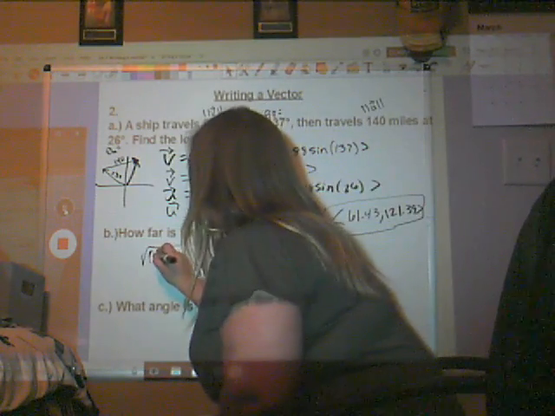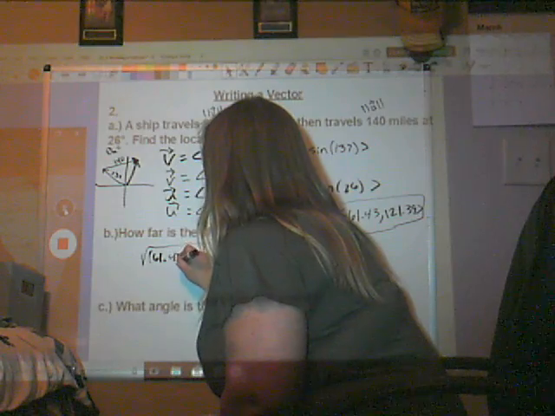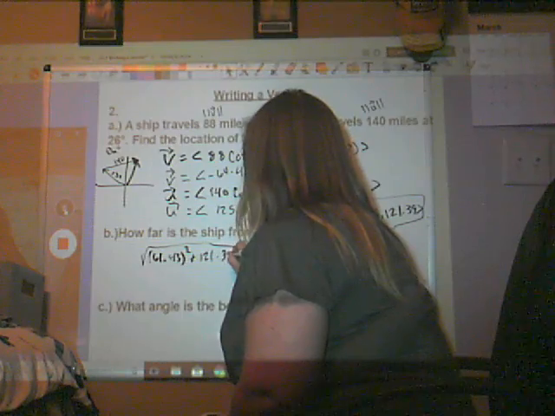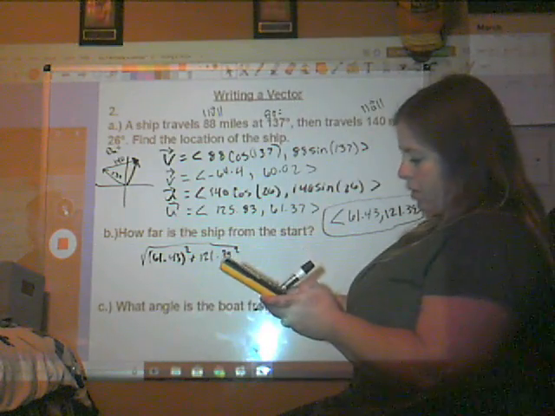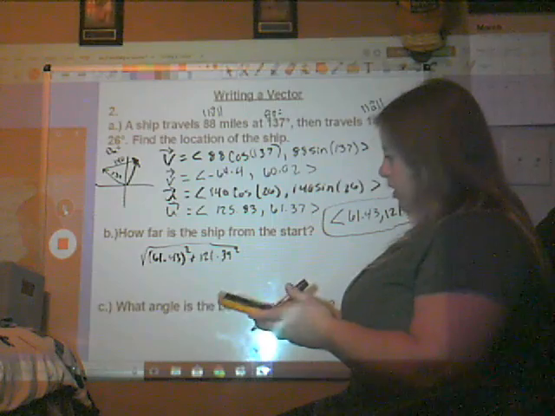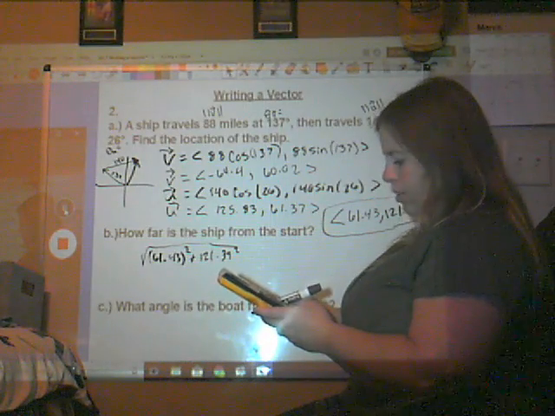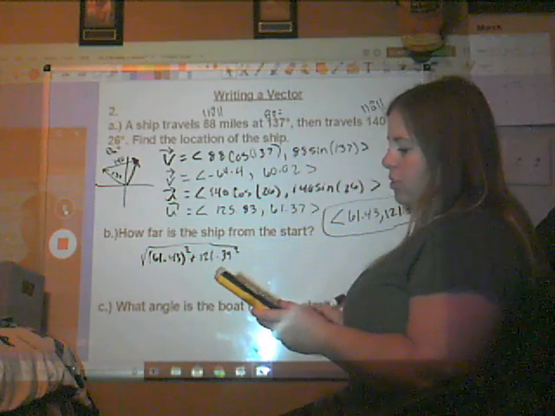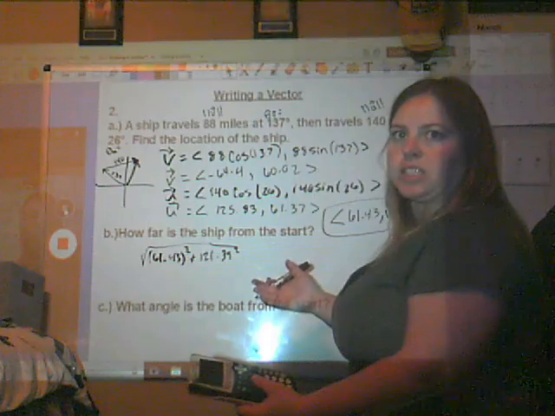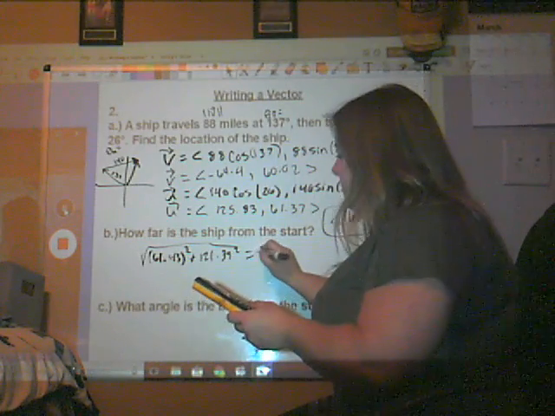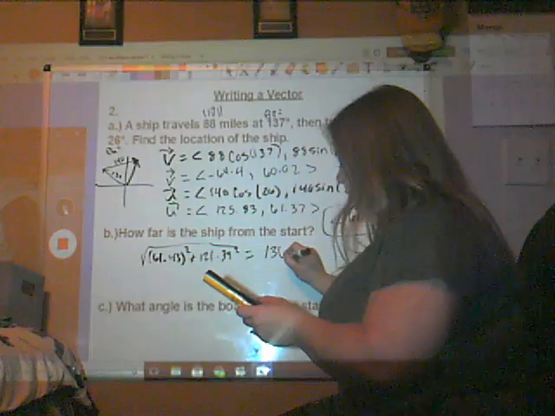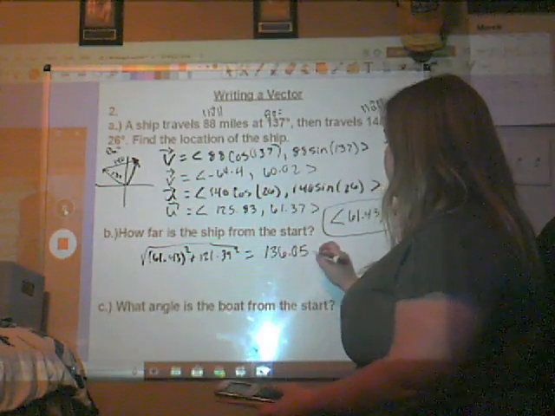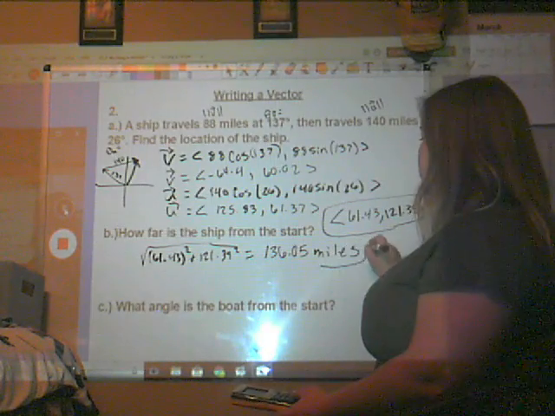So we've got 61.43 squared plus 121.39 squared. Okay, so we take the square root, and we're going to get a decimal answer here. And it's okay to get decimal answers on these because we're looking at distances, and we don't want square roots in distances. So this gives us 136.05. So that means he's 136.05 miles from where he originally started.